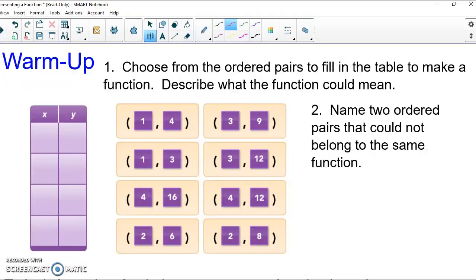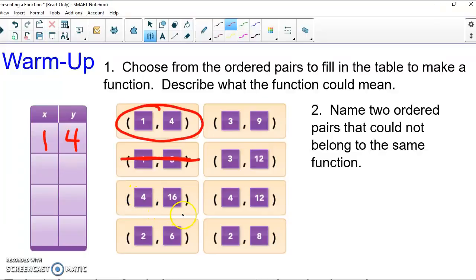We are going to choose from these ordered pairs, and we are going to describe what the function could mean. So I have 2, 4, 6, 8 different ordered pairs, but I only have 4 spots in my table. So let's pick a point. Let's start with this first one. If I want to include the point (1, 4) in this table, then that means I have already used an input of 1. So I cannot use any other ordered pairs that have an input of 1. So I'm going to cross off the point (1, 3) because I already have an input of 1 with an output of 4. So I cannot use (1, 3).